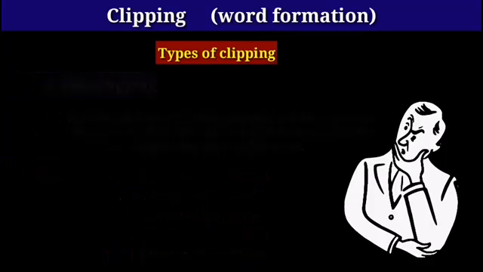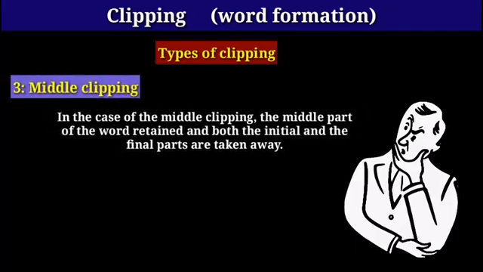What about the next type? Number three is middle clipping. In the case of middle clipping, the middle part of the word is retained and both the initial and the final parts are taken away.